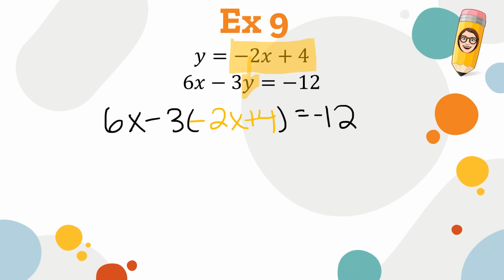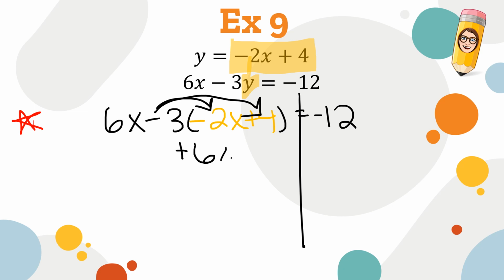You guys, that's the new step. If you get stuck, that's where you need to ask the questions. Let's solve. Distribute a negative 3. We've got a positive 6. Watch your signs. And a negative 12. Do you see how that negative played out?